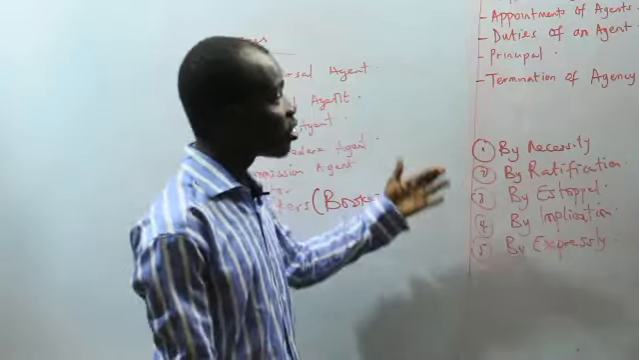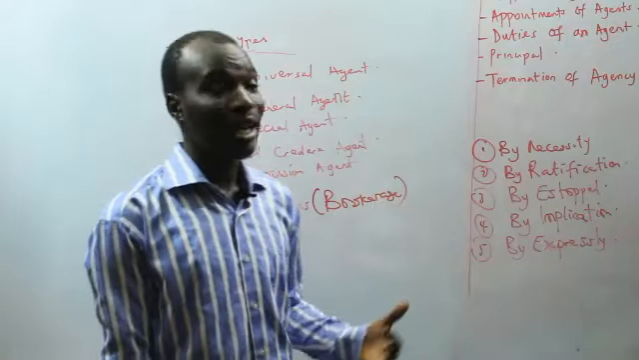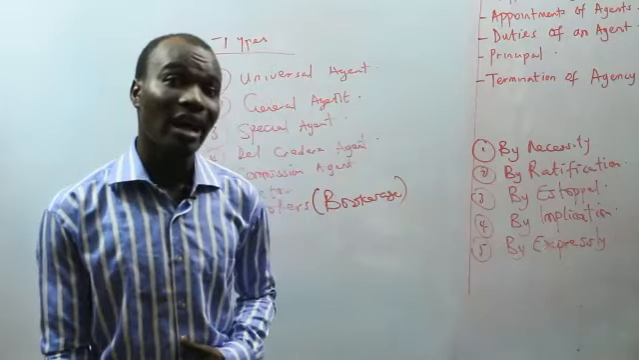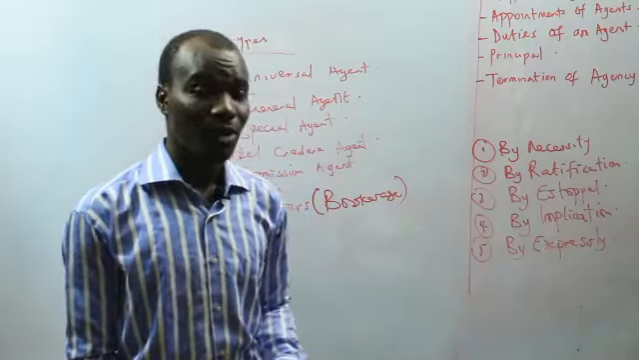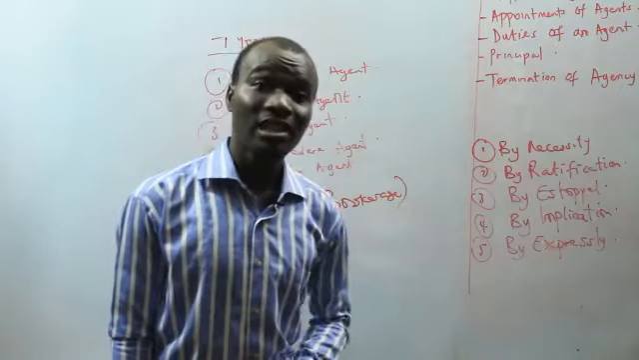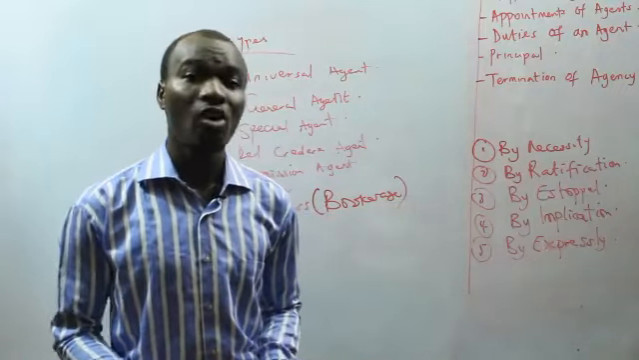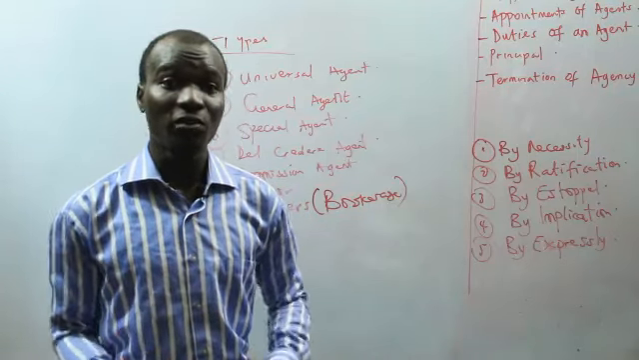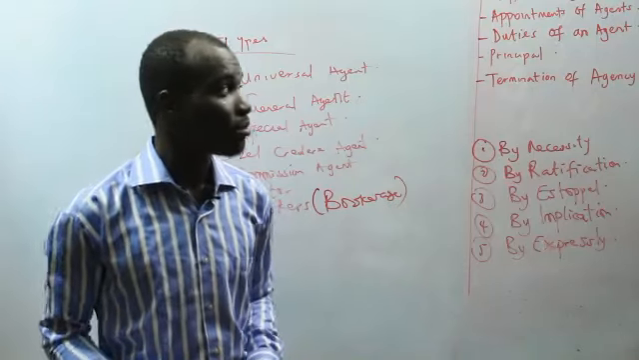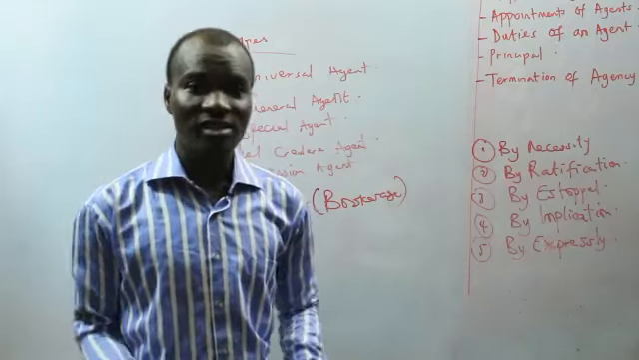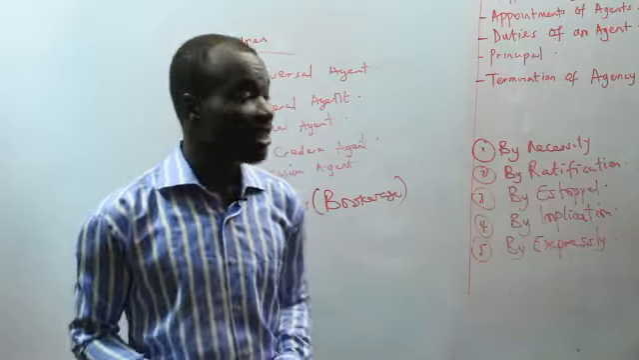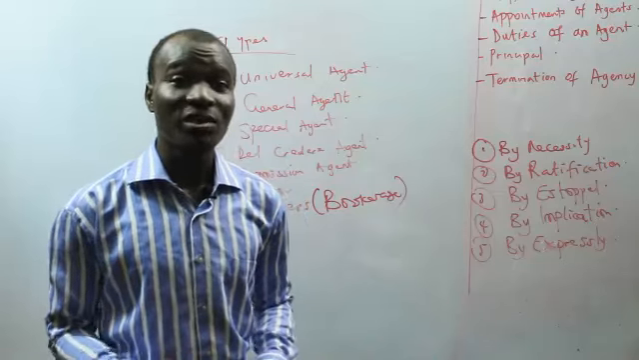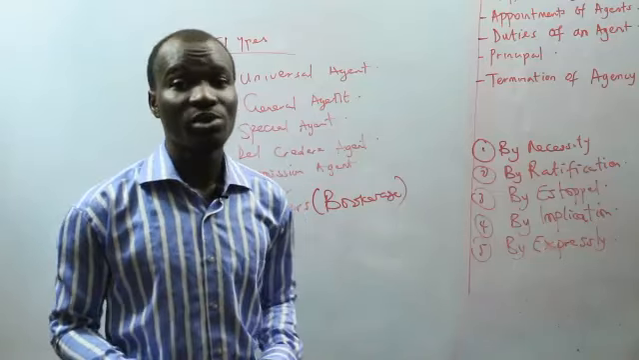Now the next thing we have is the duties of an agent. An agent has duties to perform for the principal. There are a lot of duties which an agent is responsible to perform for the principal. That is, an agent has duties to act on behalf of his principal, to act dutifully, and also act with diligence in the agency. Again, he also has the responsibility to disclose necessary information regarding the agency to the principal.